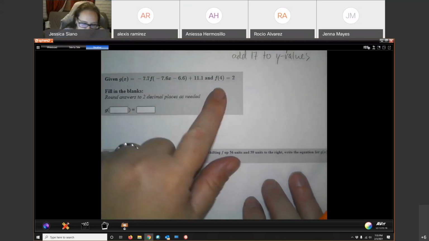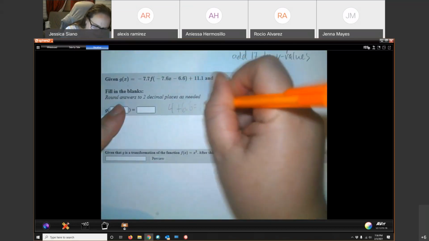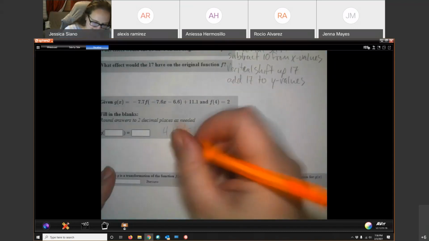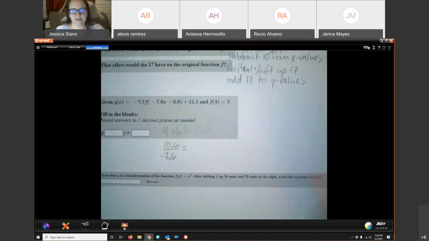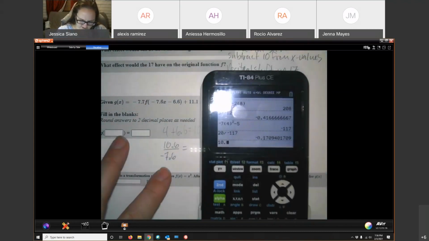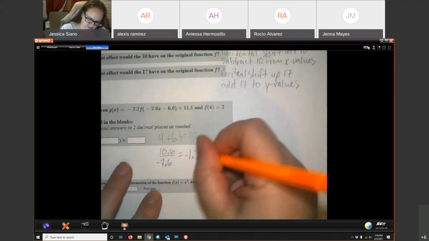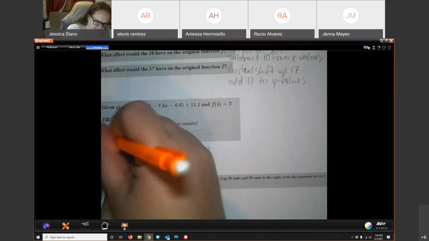So I'm going to take this 4 and I'm going to add the 6.6. And then I'm going to take that number and divide by the negative 7.6. We'll say that's 2 decimal places, so negative 1.39. And that is what is going to be my new x value.